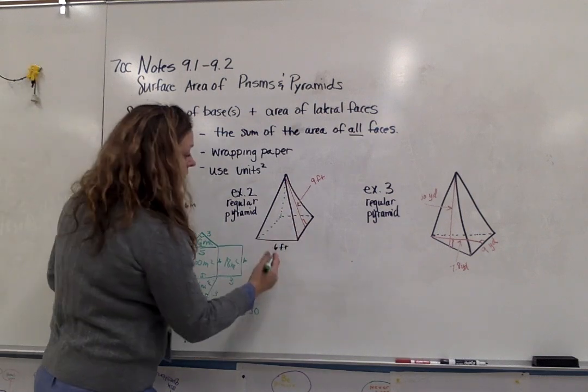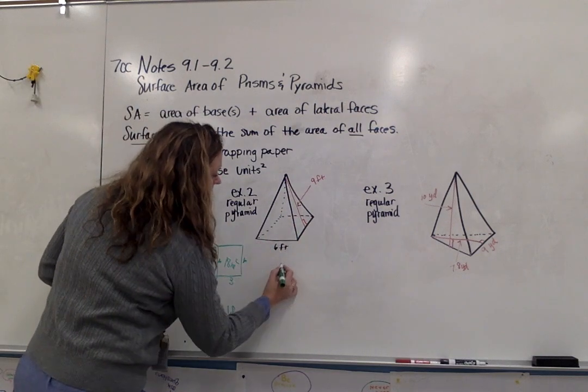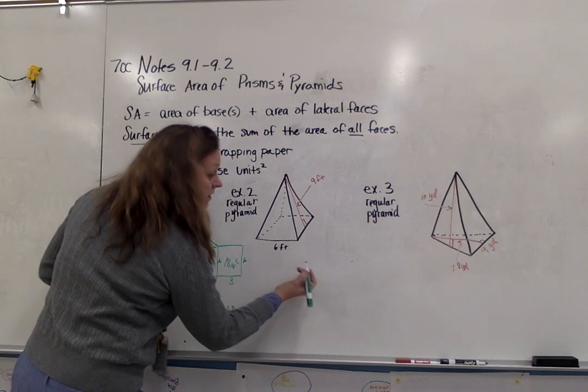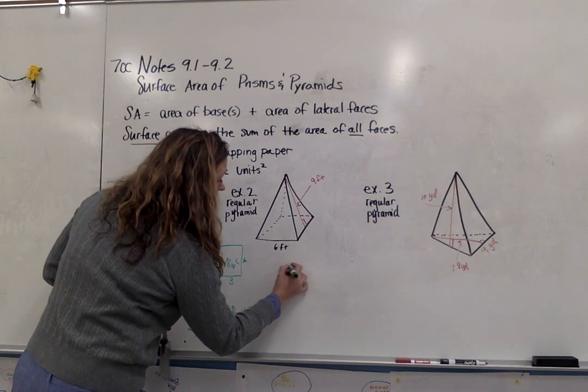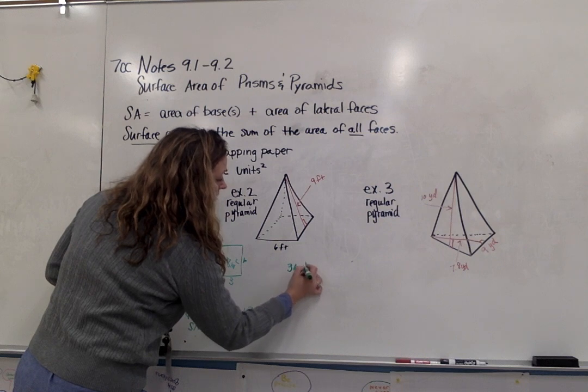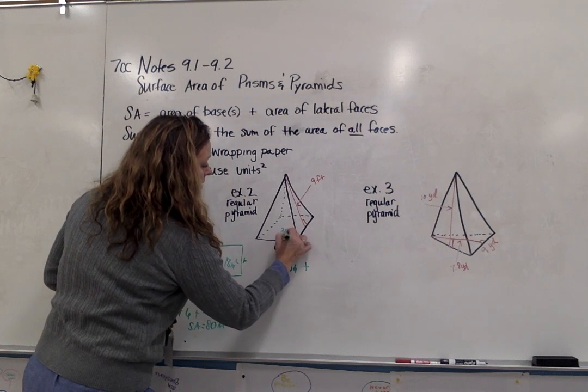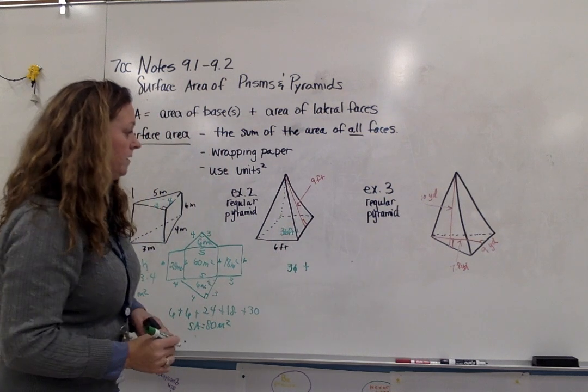I'm going to do the base first. This is a 6 by 6. So the area of a square is multiplying length times width. So I know that 1 is 6 feet squared. So this bottom part right here is 36 feet squared.